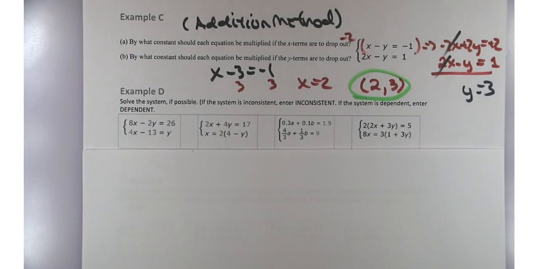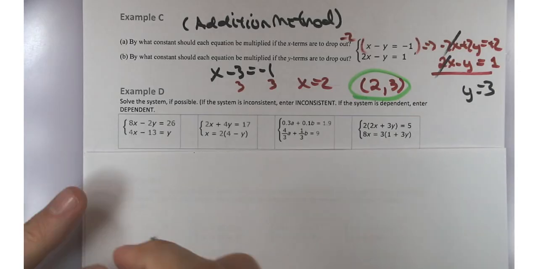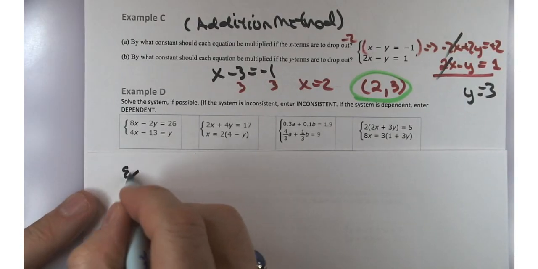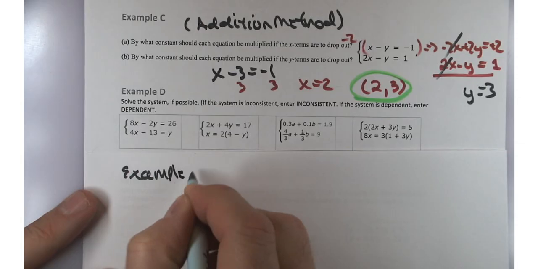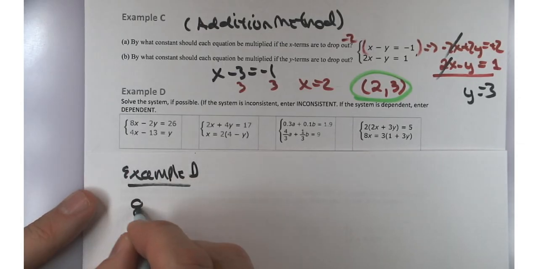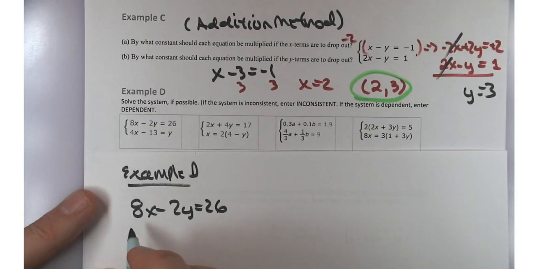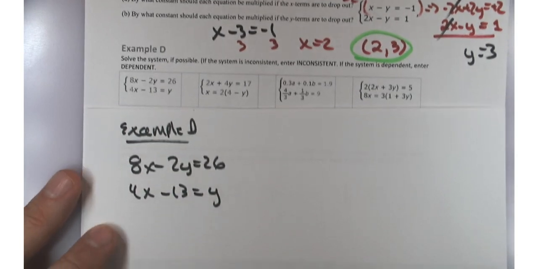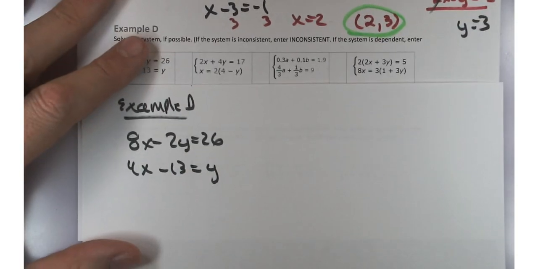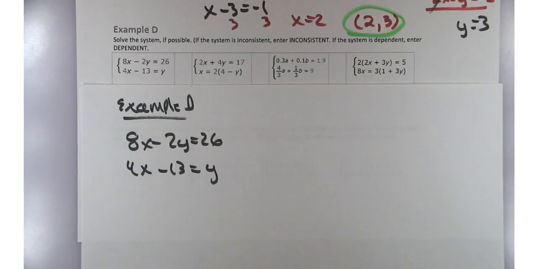There's an increasing level of difficulty here. Example D: 8x minus 2y equals 26, and 4x minus 13 equals y. There's a little bit of a twist right here at the start, and that is, I don't have everything lined up the way I did in the previous problem.